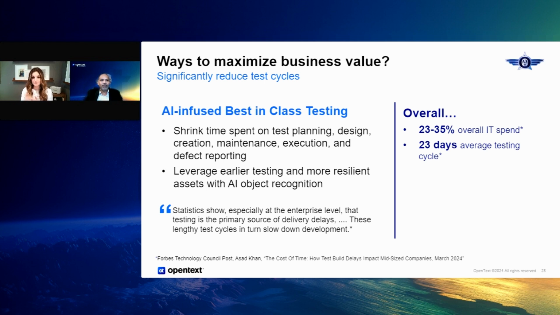And so the numbers they gave, this was from the Forbes Technology Council, were overall 23 to 35% of the IT spend is on testing, and 23 days average testing cycle, again, enterprise level. But that's a lot of days in a world of technology where we don't measure things in days for the most part, right? We like seconds and minutes and maybe a day or two, but days, that's almost a month. So this is huge. Being able to shrink the time on those testing activities, along with leveraging earlier testing, more resilient assets with AI object recognition, all those things can significantly knock down your time and investment in those aspects. So that's one way to maximize that value.